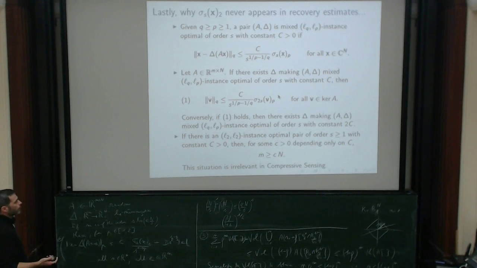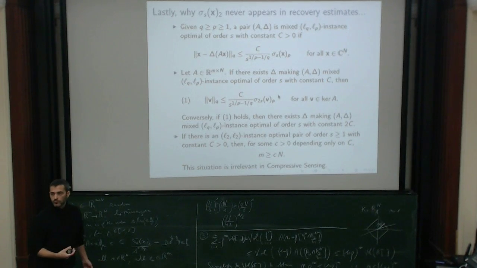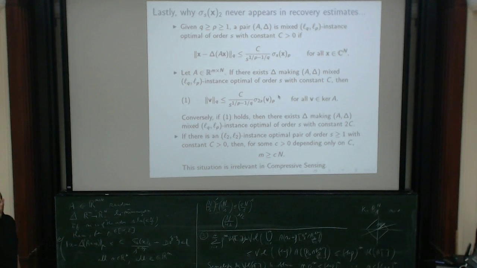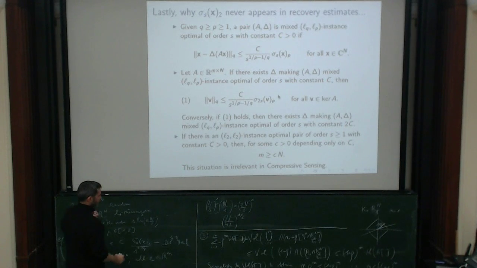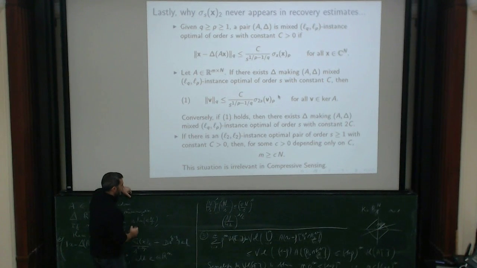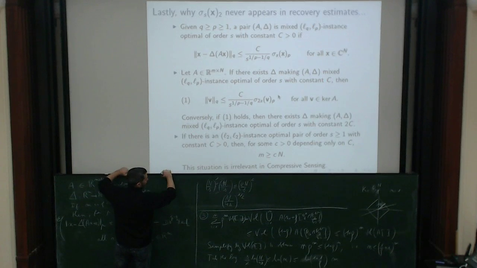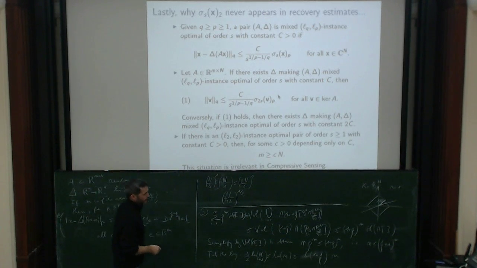But that's quite irrelevant in compressive sensing. In compressive sensing, you want the number of measurements to be much smaller than n, right? Otherwise, it doesn't make sense. Otherwise, just take the full number of measurements, m equal n, and solve an n by n system. So this situation is irrelevant to compressive sensing, and I'm just going to show you why this is true, because you shouldn't believe me right now, so you want to see a proof of that. So let's see.